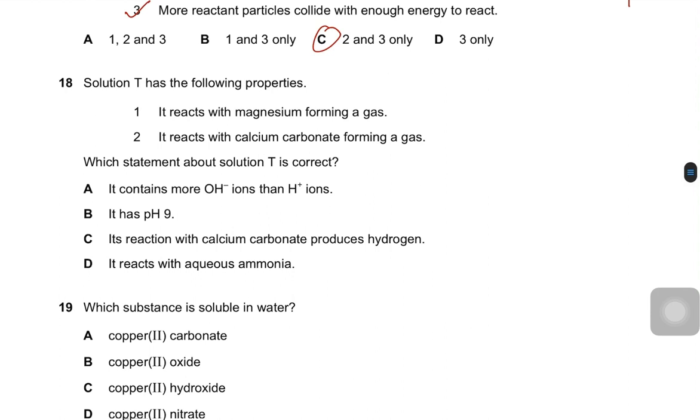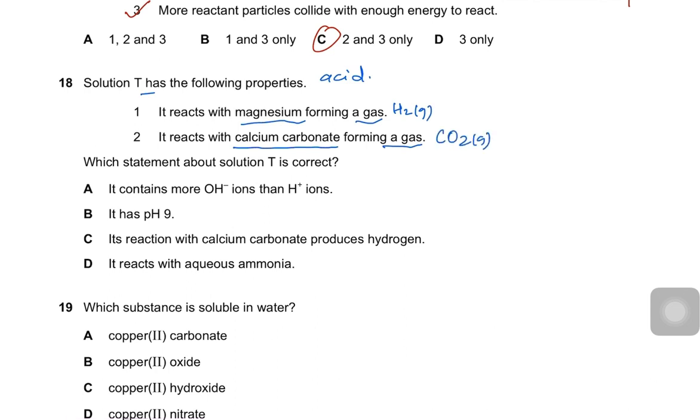Let's go for question 18. Solution T has the following properties. It reacts with magnesium forming a gas. So if it's reacting with metal and it's making a gas, maybe it's an acid because acids react with metals and give a gas. It could be water, but magnesium reacts with cold water very, very rarely. It reacts with calcium carbonate forming a gas. Again, acids react to give a gas. This gas could be hydrogen and this gas could be carbon dioxide.